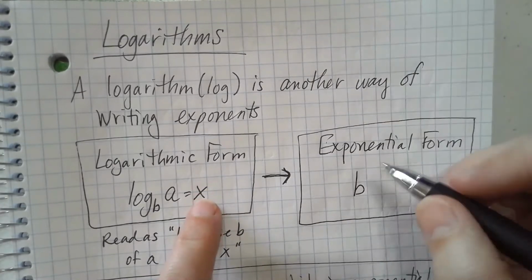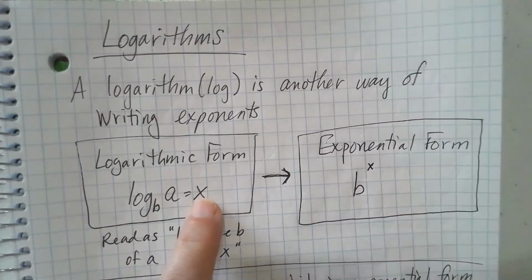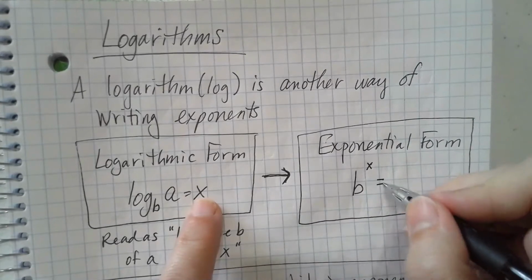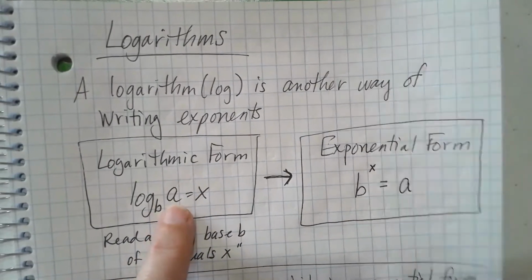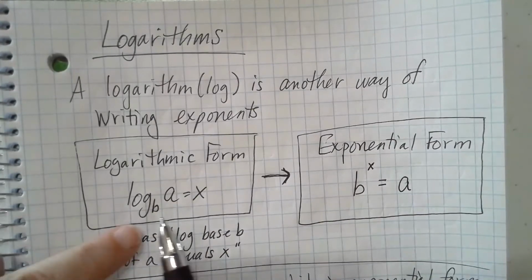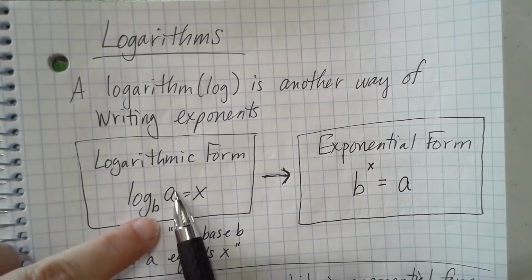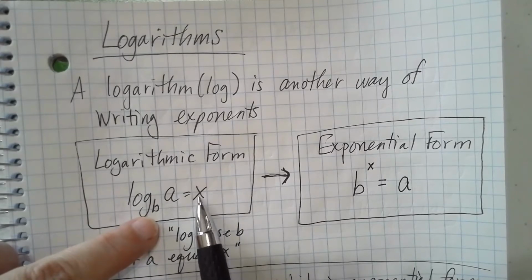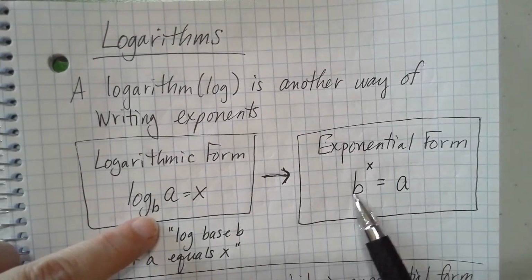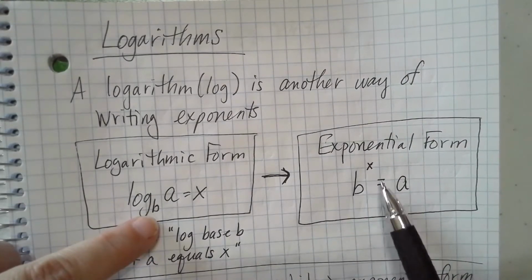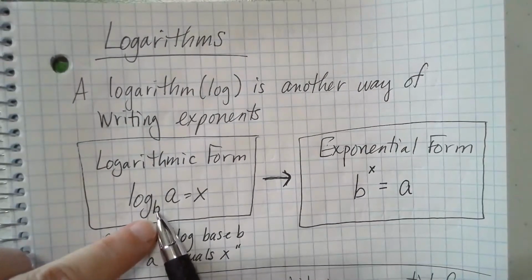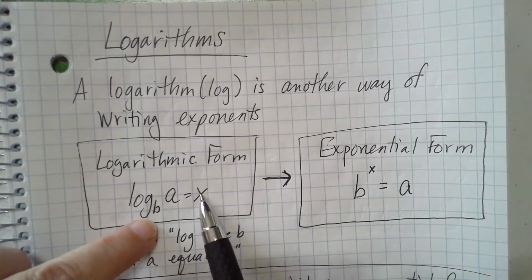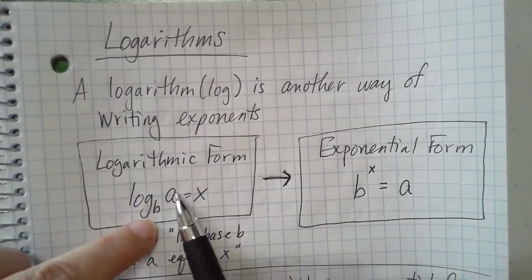So whatever is over here on the other side of the equal sign, that's going to be our exponent, and then that is going to equal this a value. Okay, so log base b of a equals x is the same as b raised to the x power equals a. Okay, so we start with the base, this becomes our exponent, and this is what it equals.